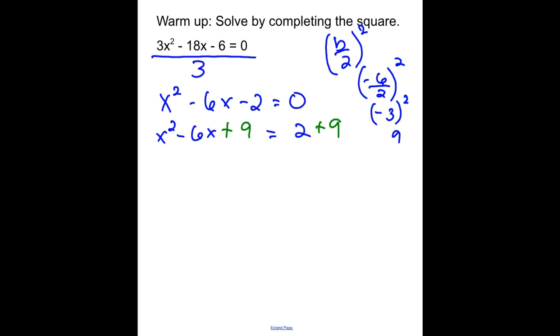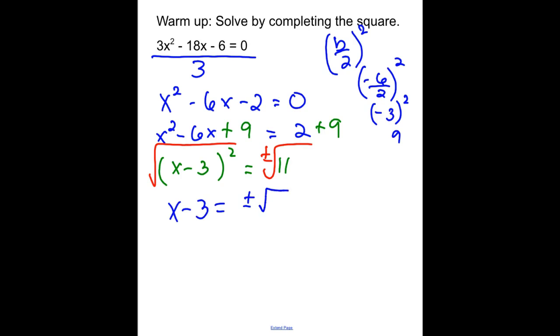On the left side, we've now created a perfect square trinomial. Factors into what? Okay. And then on the left side, 11. And then we square root both sides. Remembering your plus and minus signs. And then we're back to saying x minus 3 equals positive and negative square root of 11. And then our last step, add that 3 over. Okay. How did we do on the warm-up? Good?